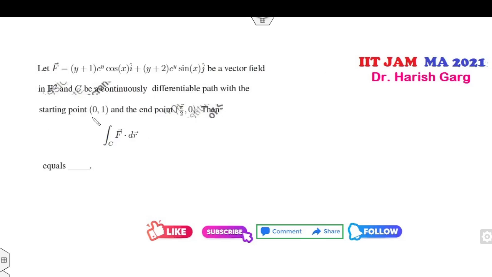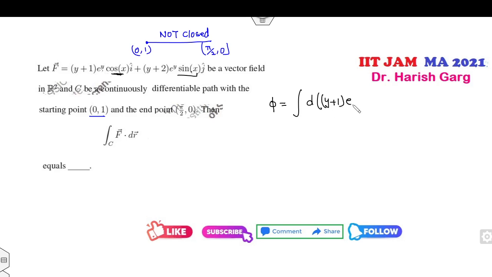Now again from the straight line 0, 1 to pi by 2, 0. Again you can see this is not a closed curve. If it is not closed, then you can never apply the Green theorem, never apply the Stokes theorem. So can you write a function phi? You can see, first of all, it is 2D, sin x, cos x. So I can take y as a constant.